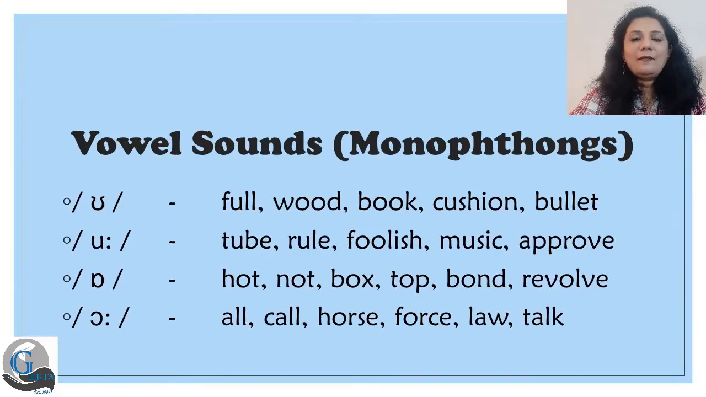The next one is O, and it is represented by something that looks like an inverted A. It is used in words such as hot, not, box, top, bond, revolve, and it is followed by a sound which is the broad O. It is represented by the symbol of an inverted C with 2 dots, in words like all, call, horse, force, law, talk.